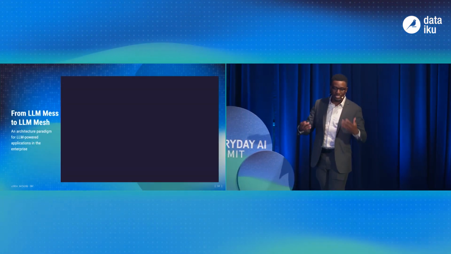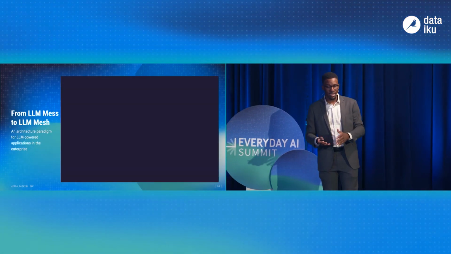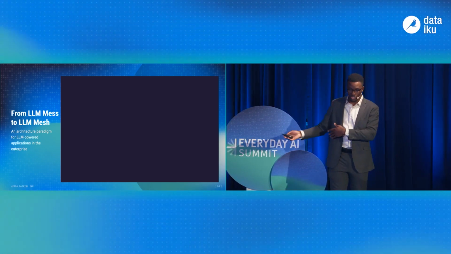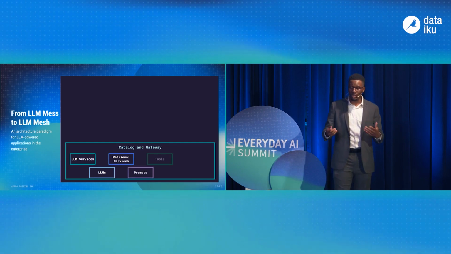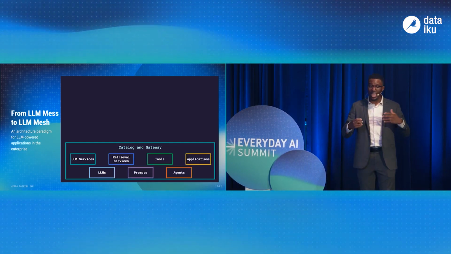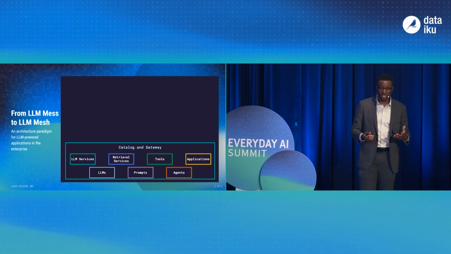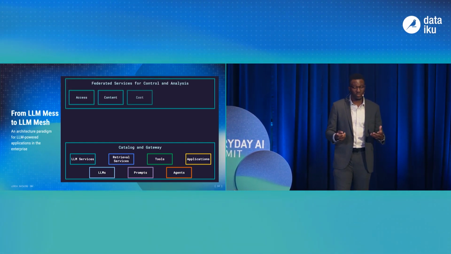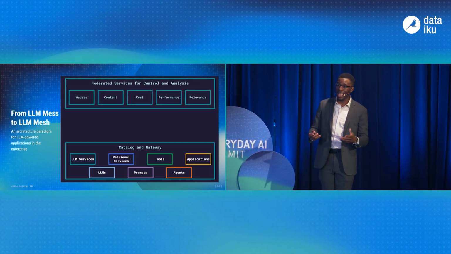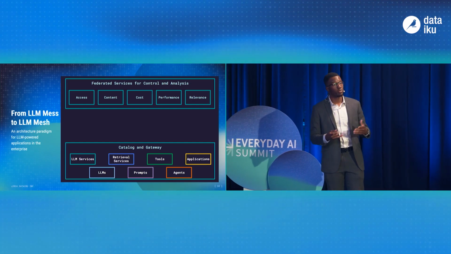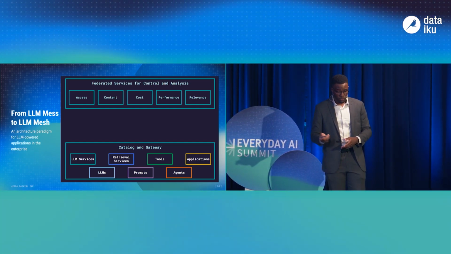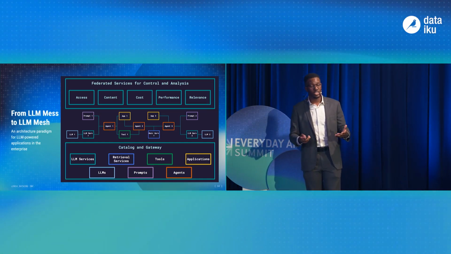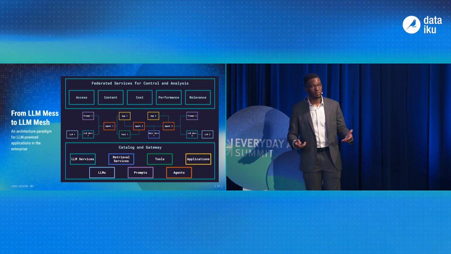So, taken together, this is how you go from that LLM mess that we saw earlier to an LLM mesh. First, you establish your catalog and gateway, where you have access to all the different objects that you are going to be building with. Then you create your federated services for maintaining things like access, content, cost, performance, and relevancy. And with that, you start building your apps in an efficient, modular, and secure way.